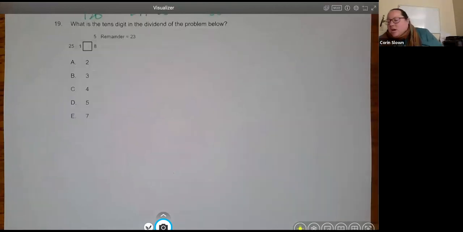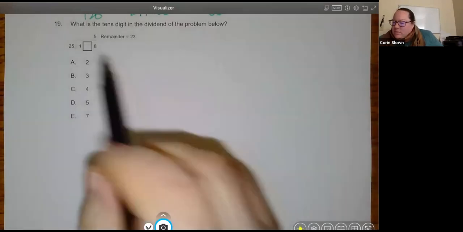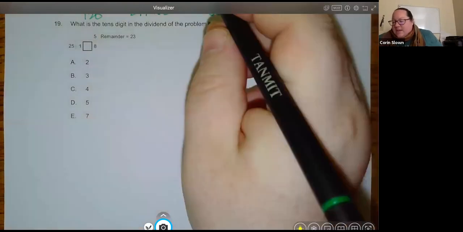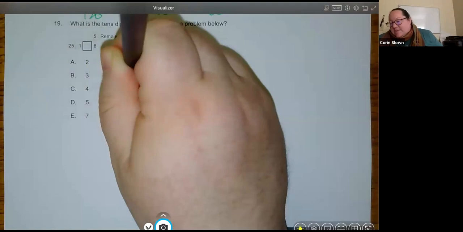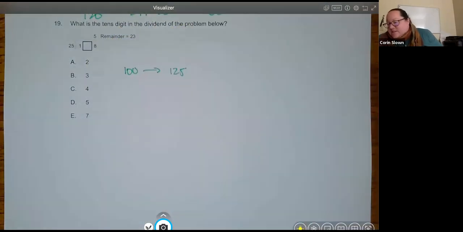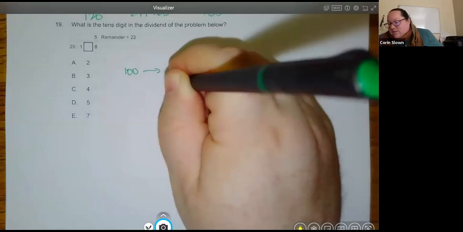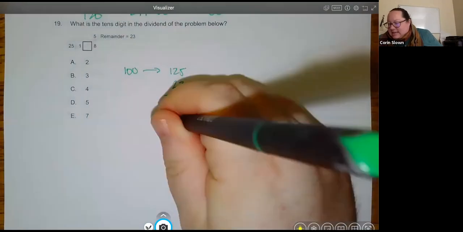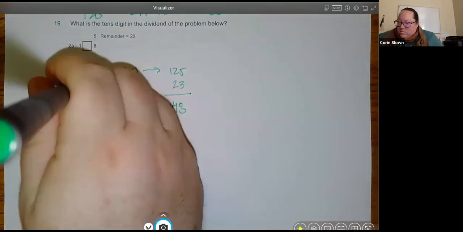Okay, so there are 2 ways to think about doing this problem. 25 times 5. Well, if I think about that, 25 times 4 is 100. So 25 times 5 would be 125. 125 plus 23 is 148. So the tens digit in this case would be a 4.